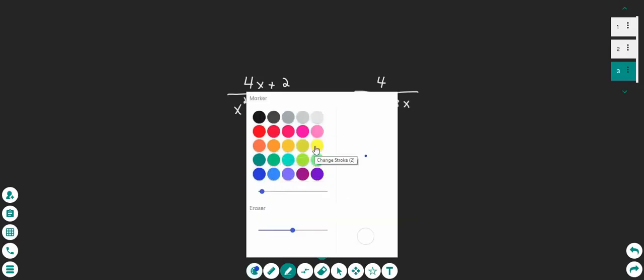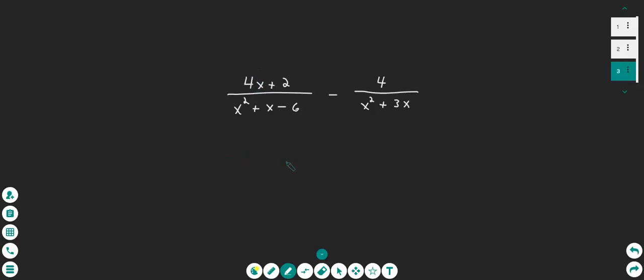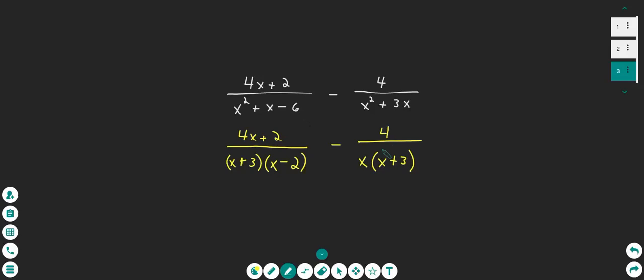Let's see, what color should we go with here? So we have our denominators that we are trying to factor. So this one, x squared plus x minus 6, let's factor that out. So we'll have an x and an x. The 6 would break down into a 3 and a 2. And this minus means they're going to be different signs. The plus is going to be with the larger one. So plus here, minus here. There we go. And then over here, I can factor out an x and be left with an x plus 3. In the numerators, I still have 4x plus 2 and a 4.